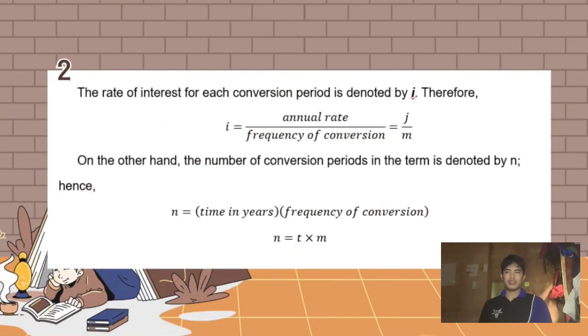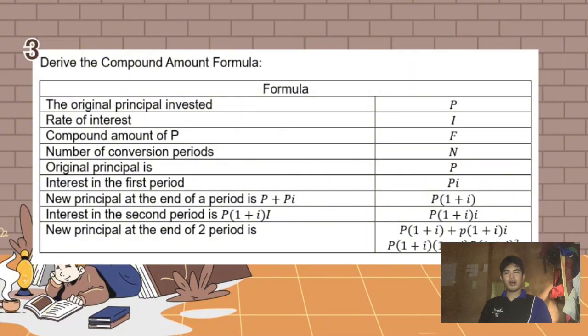The rate of interest of each conversion period is denoted by I. Therefore, I is equal to the annual rate divided by the frequency of conversion, or J over M. On the other hand, the number of conversion periods in the term is denoted by N. Hence, N is equal to the time in years multiplied by the frequency of conversion, or T times M. So let us derive the compound amount formula.